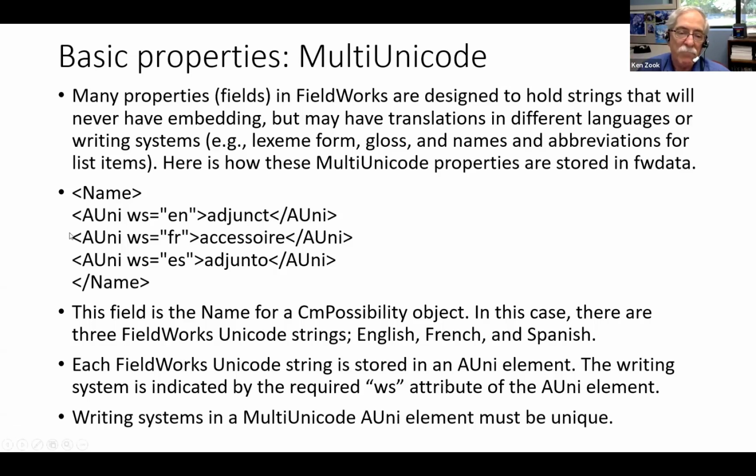So we have the name, and this actually is a name for a CmPossibility object, but then we have an English AUni element that holds the English string, and then we have a French AUni that holds the French, and then we have a Spanish one here. And so that's the way those are stored. And again, you cannot have two AUnis with the same WS en. That'll cause Flex to grumble and crash.